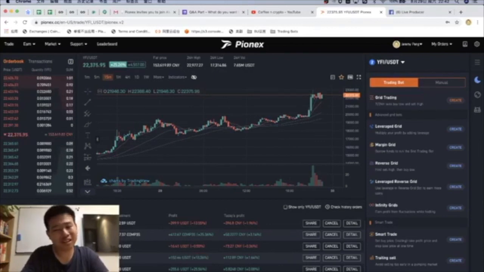I recommend this token because FTX is doing well, and it has just acquired Blockfolio, which was also our competitor. So yeah, Pionex is also growing very fast. And we have also cooperated with FTX using the inverse, and I think they have a good future.